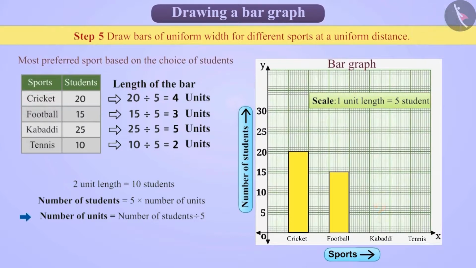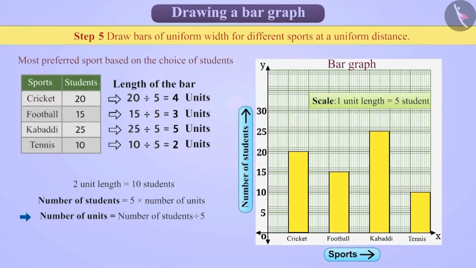Absolutely right. Once again, we will draw a 5-unit length bar of the same width, keeping a uniform gap between them. Similarly, for tennis, we will draw a bar of 2-unit length. This is how we obtain a bar graph.